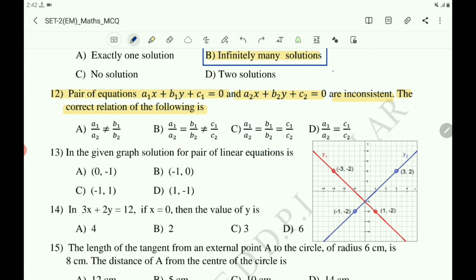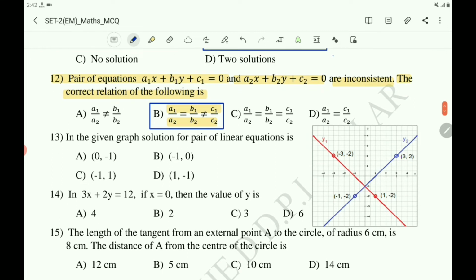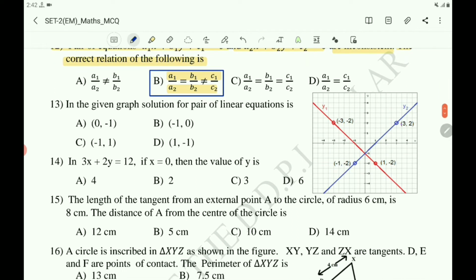So which is the answer here? Option B is the answer. Inconsistent means they do not have a solution. They are parallel lines. So option B is the answer: a1 by a2 equals b1 by b2 is not equal to c1 by c2.